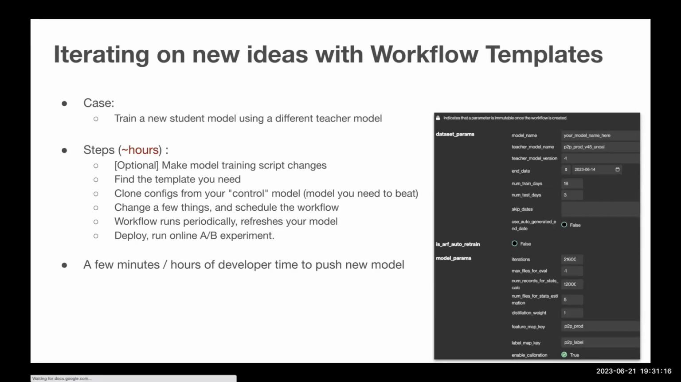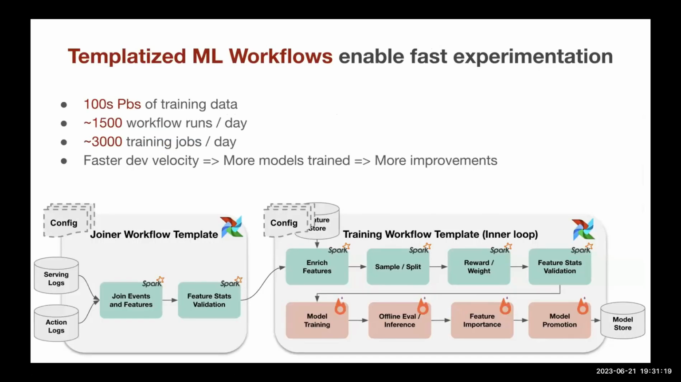All right. With this kind of approach, we're juggling hundreds of petabytes of training data across our machine learning applications. We're running 1,500 workflows every day, spanning 3,000 training jobs every single day, right? And ultimately, this is because if there is a template, you can just go and try out new ideas, and that means we are improving machine learning developer velocity. What that means is people can train more models, try out more ideas, and then you can see more improvement, and it's going to be good for the business. Right?